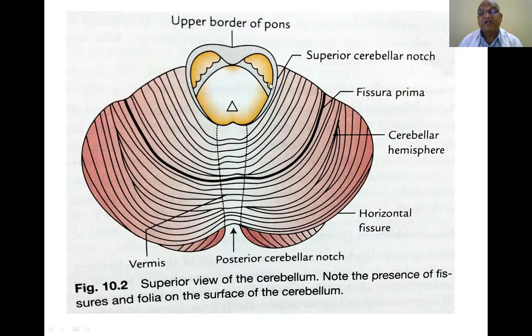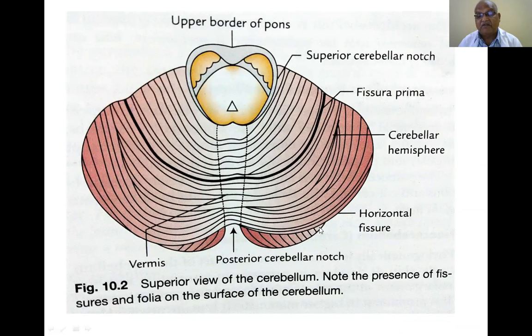This is the superior cerebellar notch. This is fissura prima. This is one cerebellar hemisphere, and this is another cerebellar hemisphere, united in the center by means of the vermis. This is the upper border of the pons. These are the superior cerebellar notches, and these are the posterior cerebellar notches.